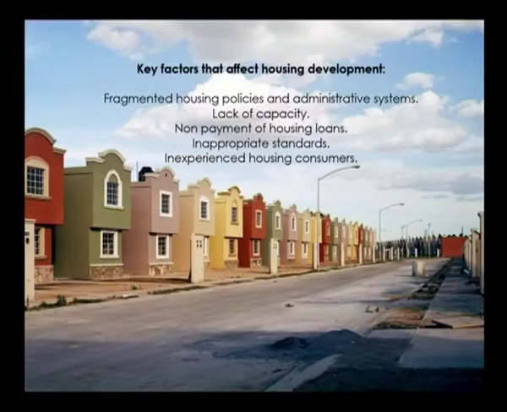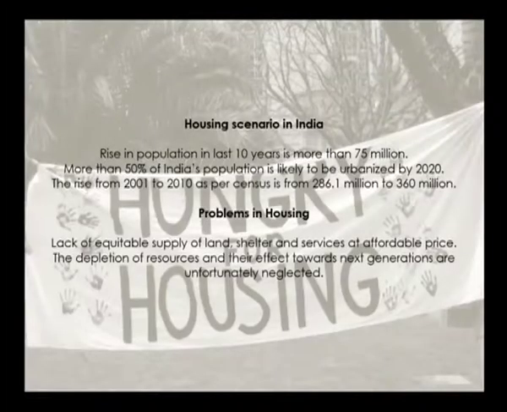Fragmented housing policies address how unclear we are in framing the housing rules to set to the targeted housing demand, lack of capacity, non-payment of housing loans, because in developing countries people take loans and the assurance of repaying the loans to the bank or the lending institutions is very minimal. So, non-payment of loans retards an economy and in turn retards the provision of housing in future. Then there are inappropriate standards of housing, and inexperienced housing consumers, because people who are targeted might not know how to use that housing as a commodity or as a social unit for living.